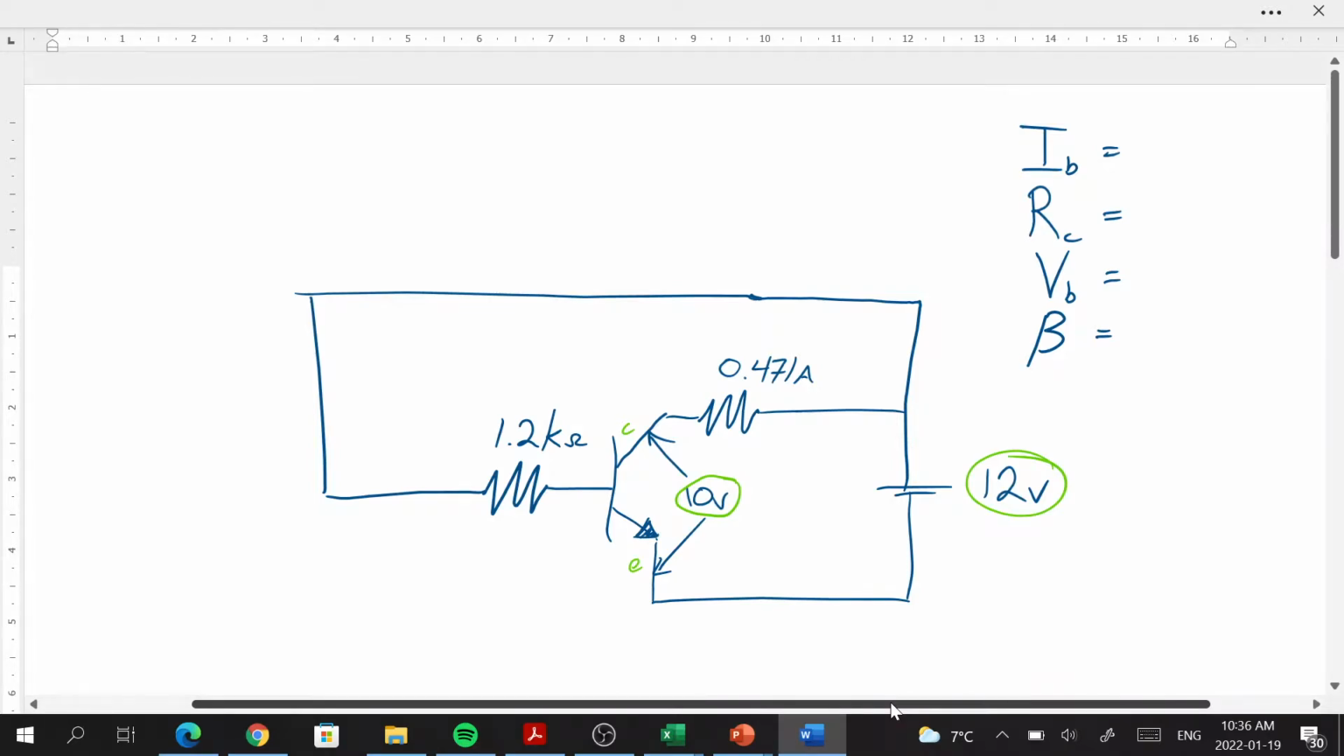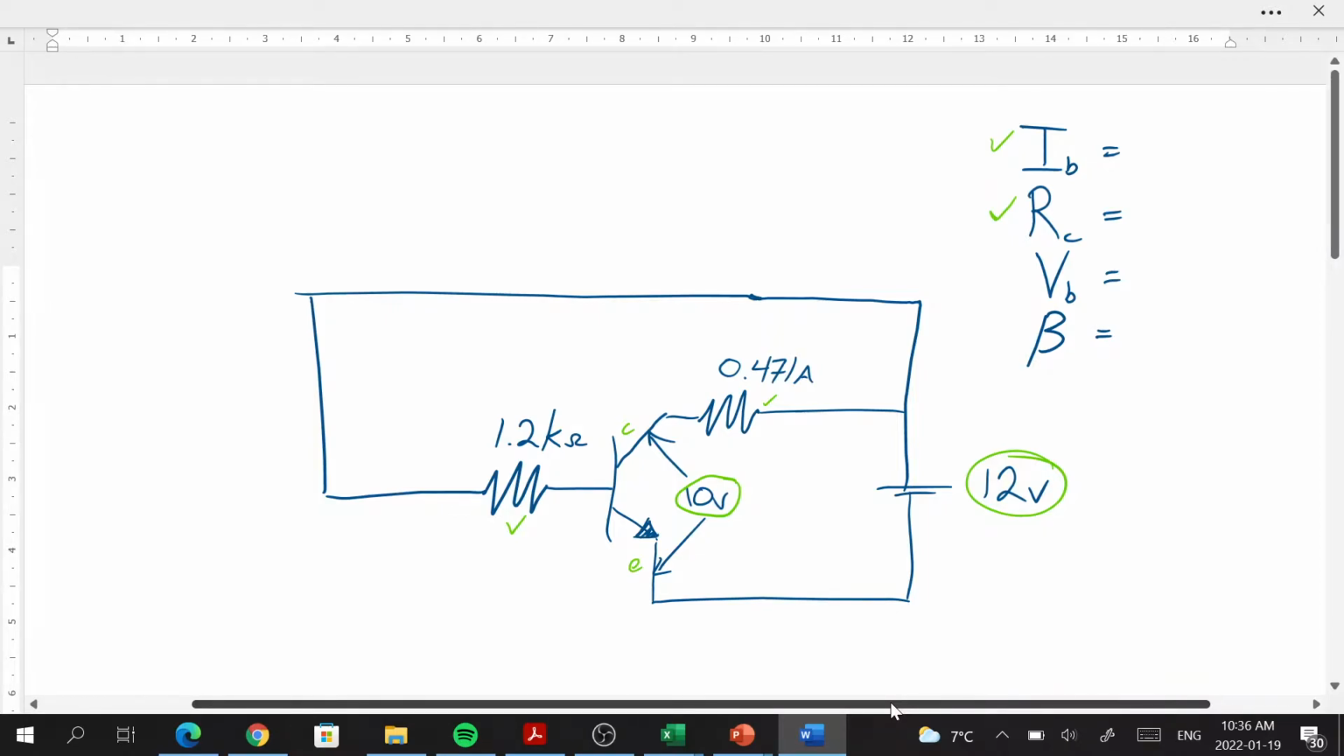collector. And what we need to know is the current going through the base, the resistance of the collector resistor, so this one here, and we need to know the voltage drop across the base resistor, this here, as well as beta. So we don't know exactly what beta is, our multiplier, our amplifier value from the current going into the base to the collector. That is something we're going to have to try to figure out.